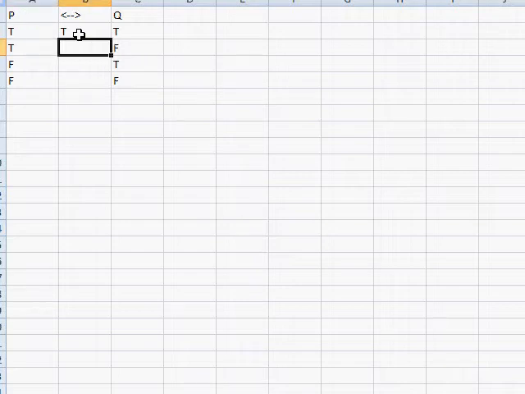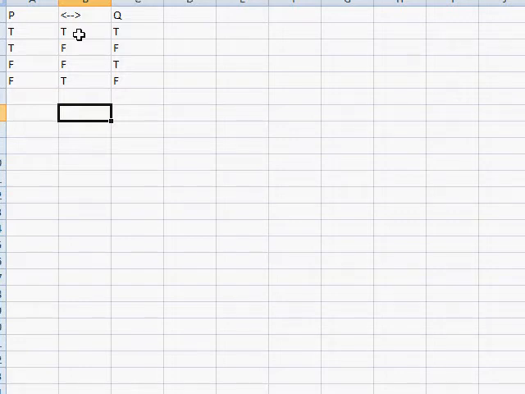Right here, P is true and Q is false. They do not have the same truth value, so the biconditional is false. Right here, P is false and Q is true. Again, they do not have the same truth value, so the biconditional is false. Right here, P is false and Q is false. So they have the same truth value, and the biconditional is true.